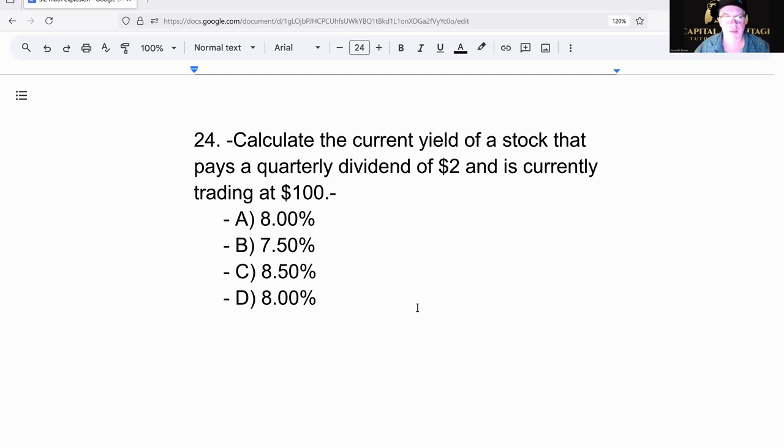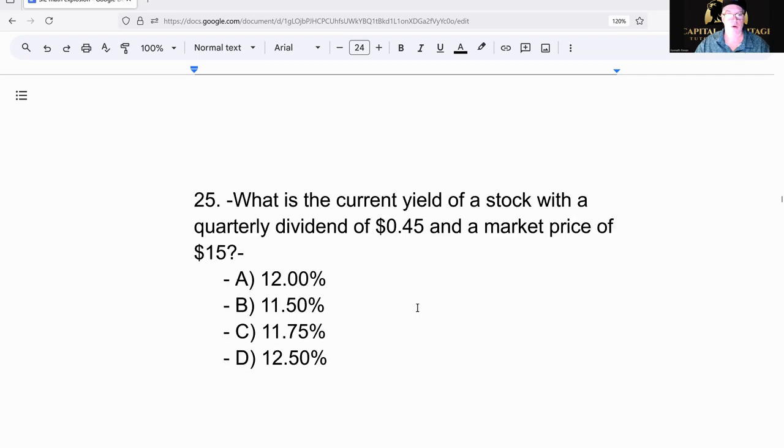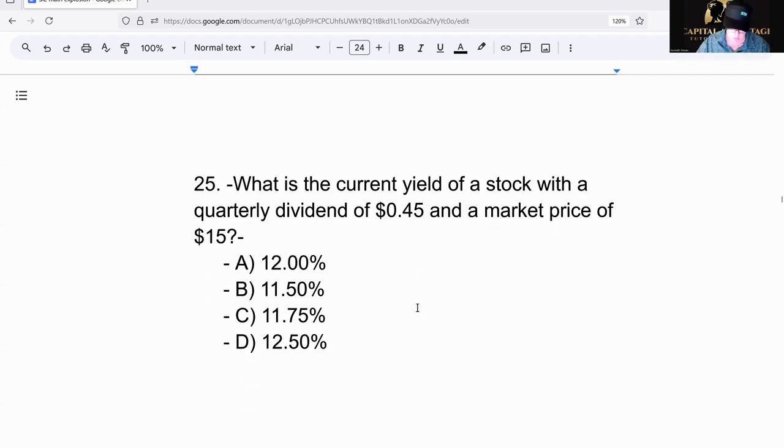Calculate the current yield of a stock that pays a quarterly dividend of 2. 2 times 4 equals 8. That should be easy. Divided by 100 equals 8%. 8, letter A.